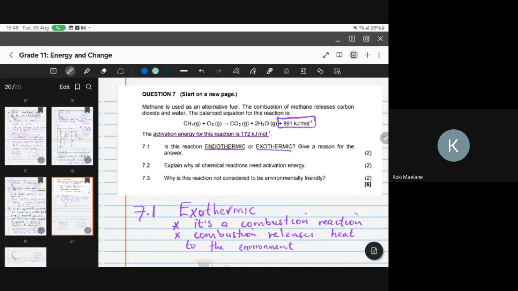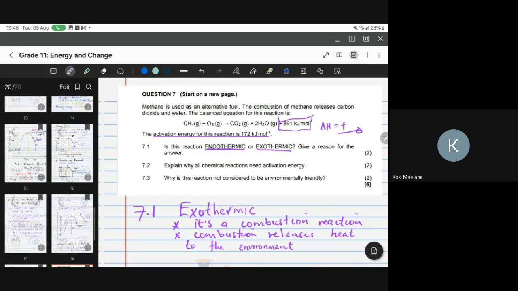Now, don't be confused. If ΔH was given as plus, then we would use it to mean this is probably an endothermic reaction. But that's not the case. This right here and that are not the same.